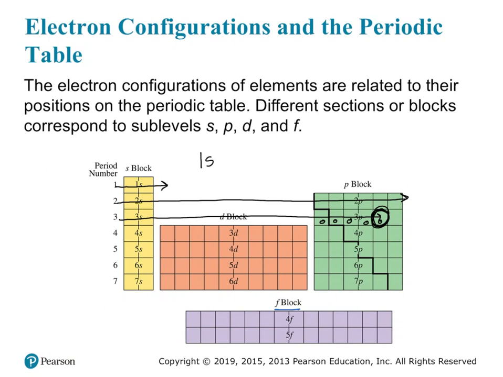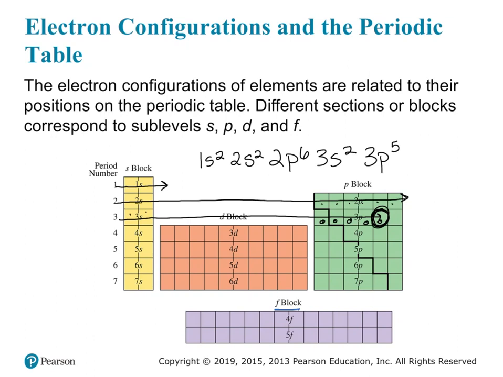So that would be 1s2, 2s2, and then 1, 2, 3, 4, 5, 6, 2p6, 3s2, and 1, 2, 3, 4, 5 for 3p orbitals. So this is another way to figure out electron configurations. And you don't even necessarily have to fill in those orbital diagrams to figure out the electron configurations.